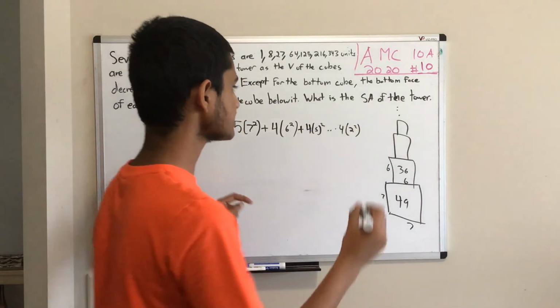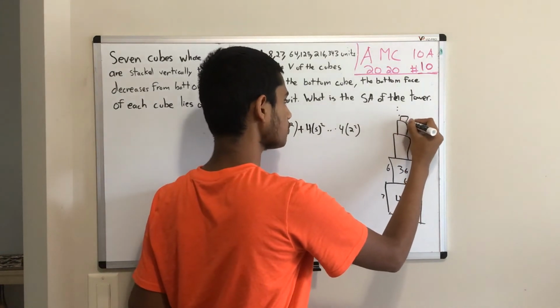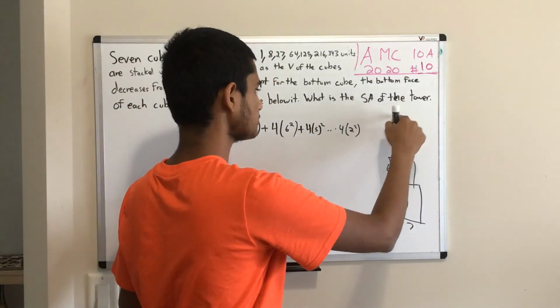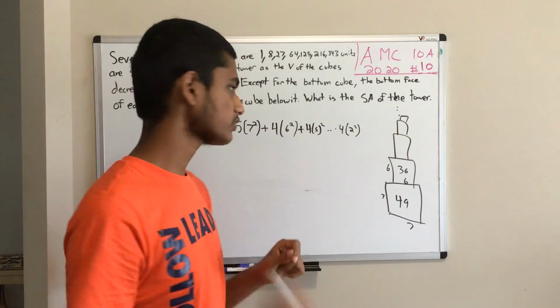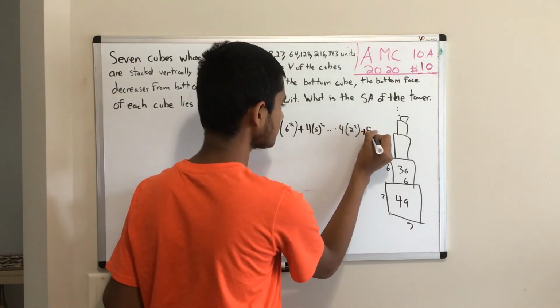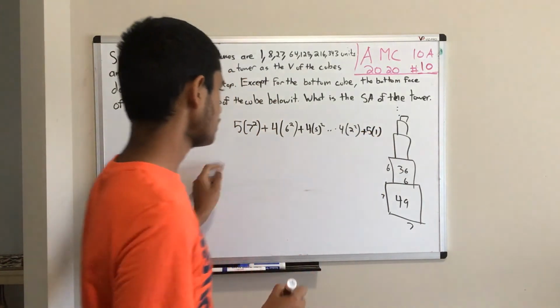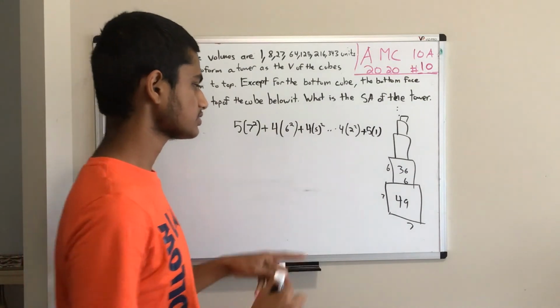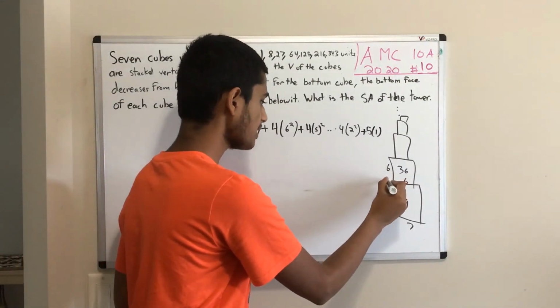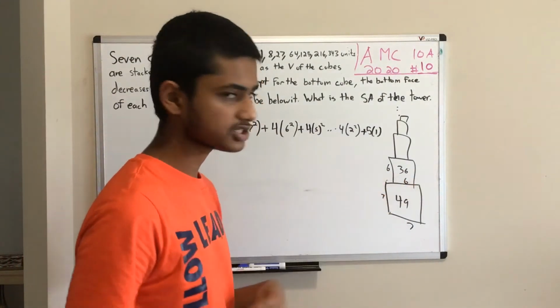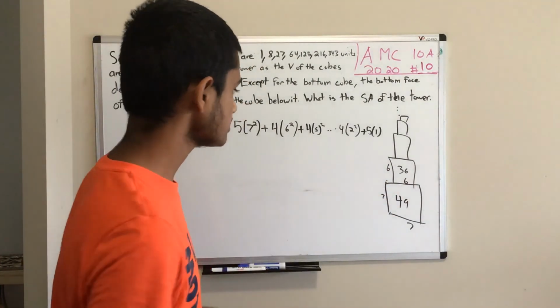And then for 1, it's slightly different, because if we were to draw a 1, it would have 5 faces exposed. The 4 on the side and the 1 on the top. So this would be plus 5 times 1. So that's our equation for how to find this. But we still have a remaining part left. We still have the partially exposed top faces for each one of these cubes.